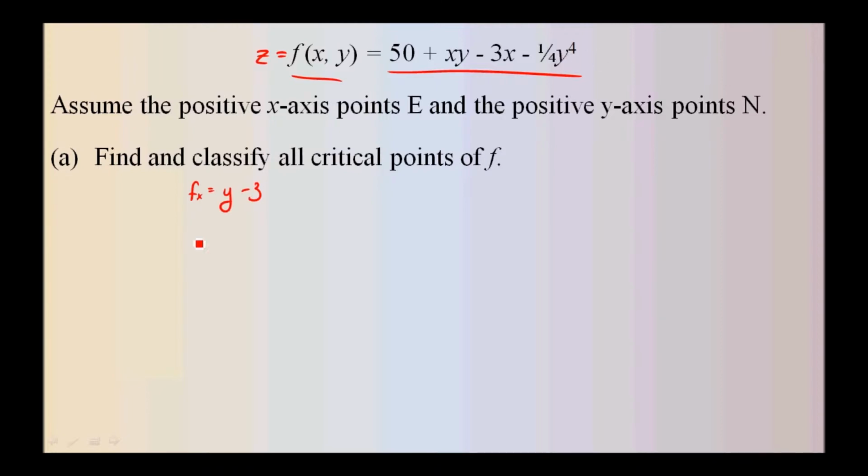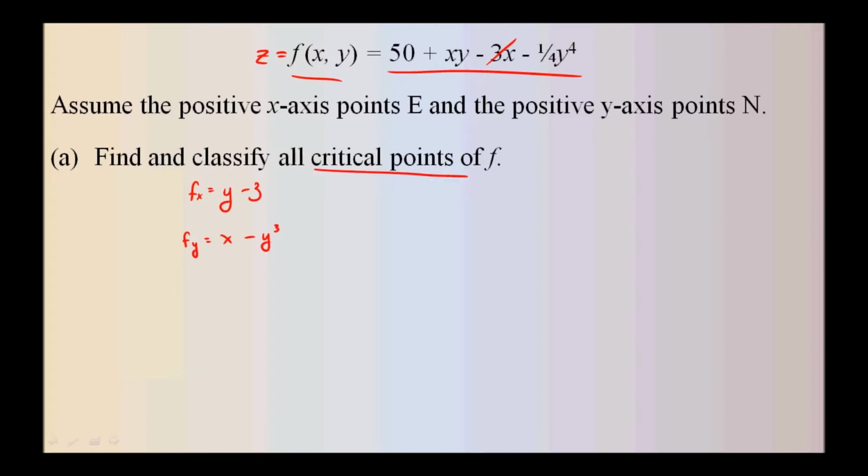F sub y, now we treat x like a constant. 50 is still just a constant, so it goes away. Now we have xy, that's like 3y. We would end with 3 in that case. So here, we end with x. Minus 3x, that's just like a constant, so that goes away. And 1/4 y to the fourth, we just derive like usual. That gives us a minus y cubed.